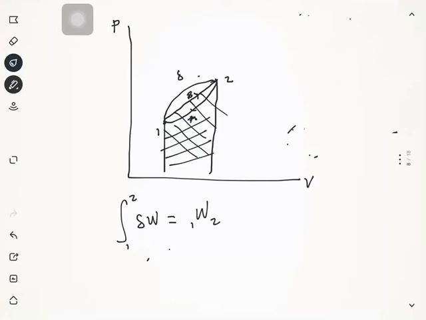So work here is a path function. It's a path function because this is not a property. This is a path function, this is path dependent. Okay.